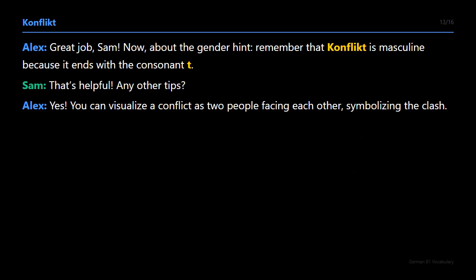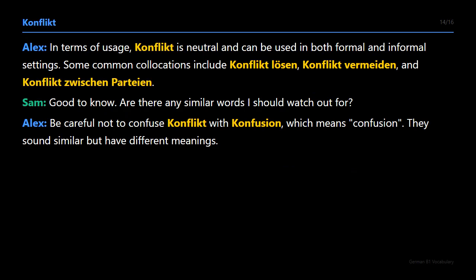Great job, Sam. Now, about the gender hint, remember that Konflikt is masculine because it ends with the consonant. That's helpful. Any other tips? Yes. You can visualize a conflict as two people facing each other, symbolizing the clash. In terms of usage, Konflikt is neutral and can be used in both formal and informal settings.